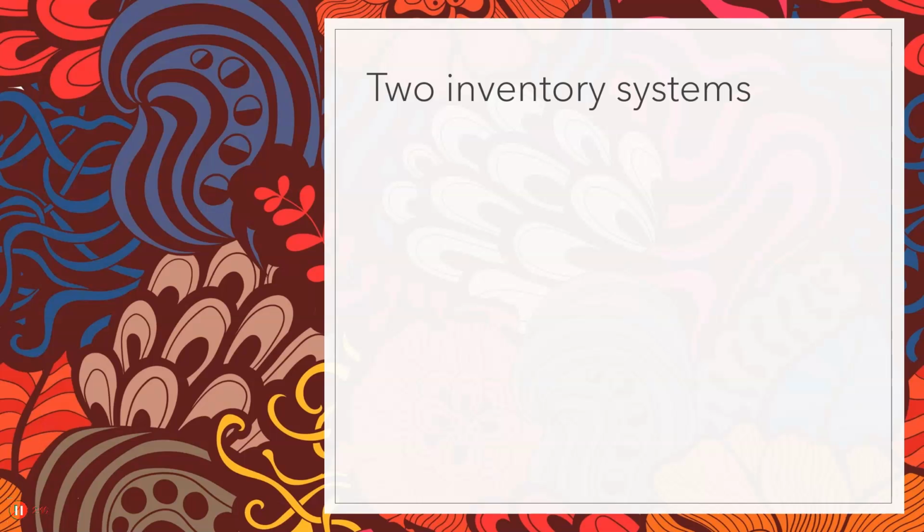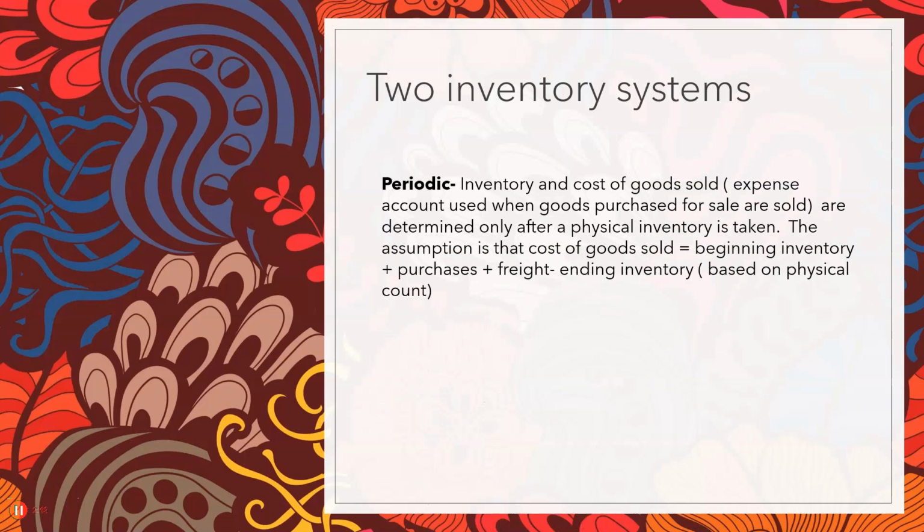Now first, there are two inventory systems. First, there's the periodic. This is usually used by really small businesses or drugstores, where they go out and count how many things are on the shelf, and that determines what they have in ending inventory, and they assume everything else is cost of goods sold. So, inventory and cost of goods sold are determined only after a physical inventory is taken. Very few companies use this method, except, like I say, if they're a small company and can't afford barcoding.